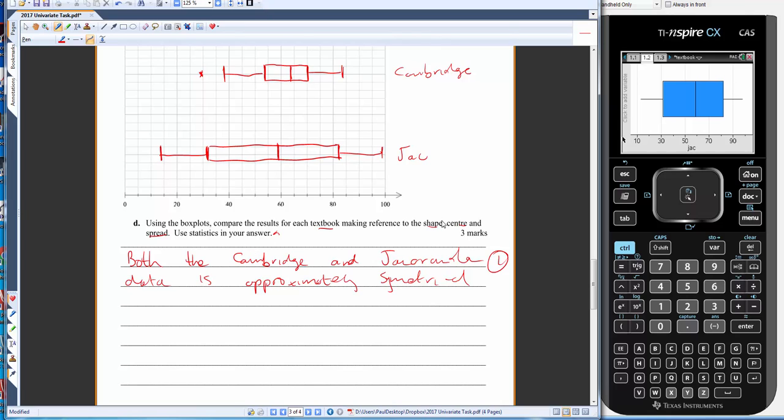Alright, now we need to look at the center, okay, and what we can see here is the Cambridge data has a higher center than the Jacaranda, okay, so we say something like the Cambridge data has a larger median, which was 63.5, I think from memory, compared to the Jacaranda data, which was 59.